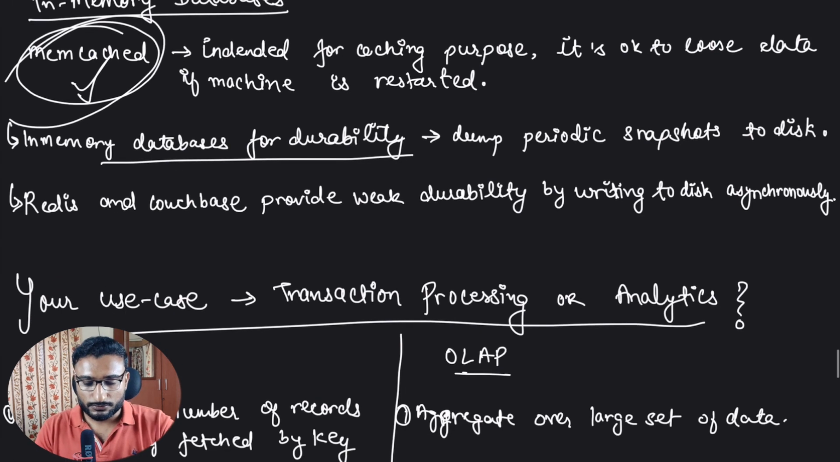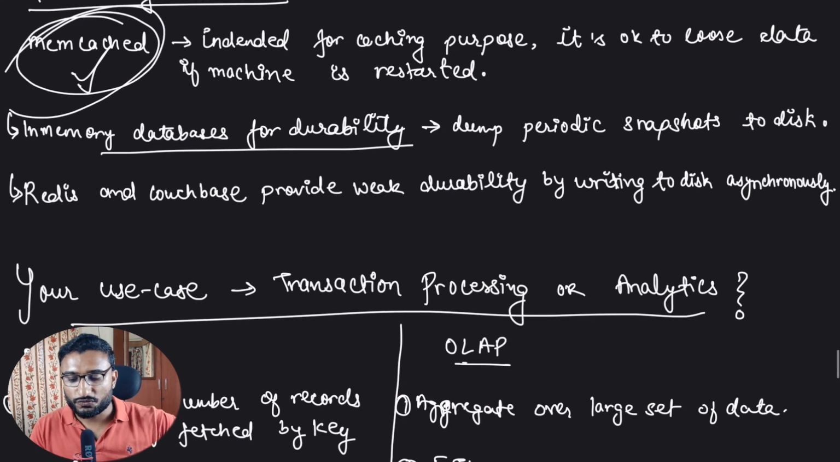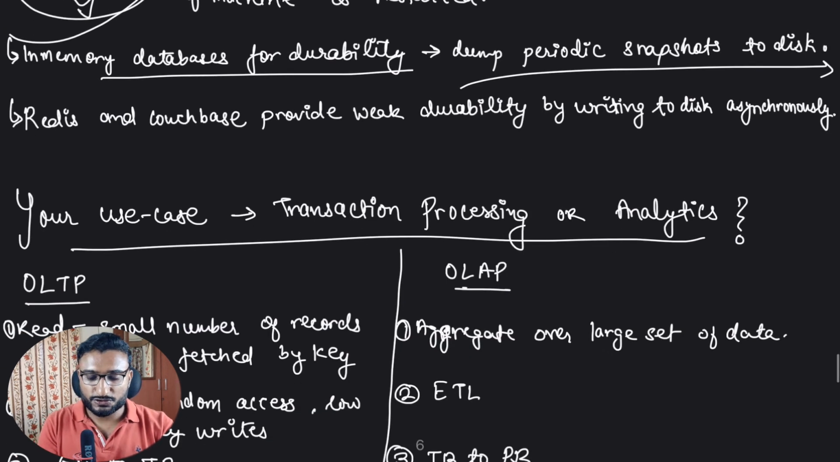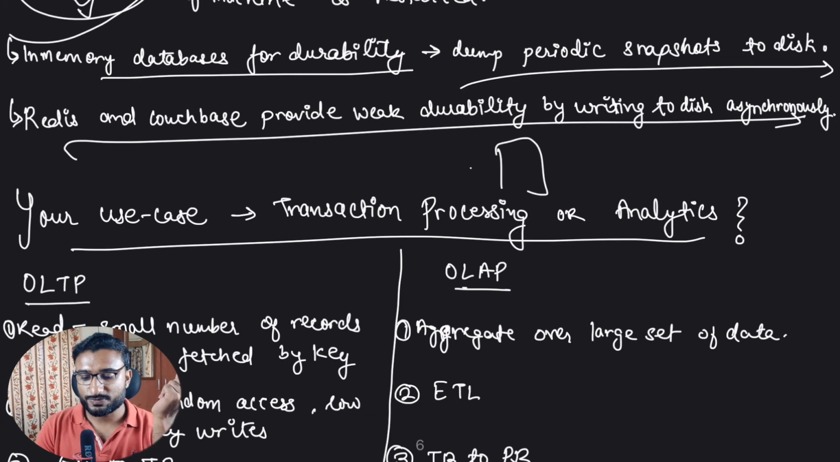Okay. There are some databases which provide more durability as compared to the one we talked about, Memcache. What they will do is dump periodic snapshots to disk, so that in case of any issues they can retrieve the data from disk and then update the cache again. Redis and Couchbase provide weak durability by writing to disk asynchronously. When we say asynchronously, the data comes into the cache but does not go to disk immediately. Okay, this is what an asynchronous solution means.